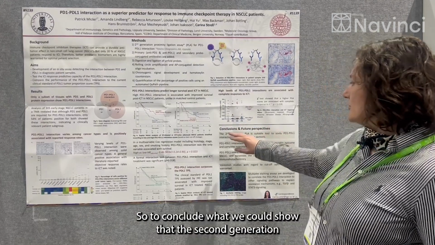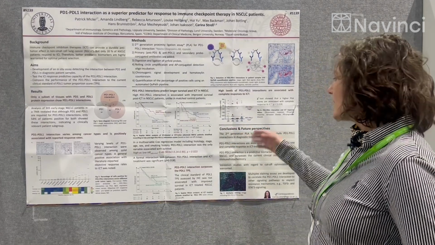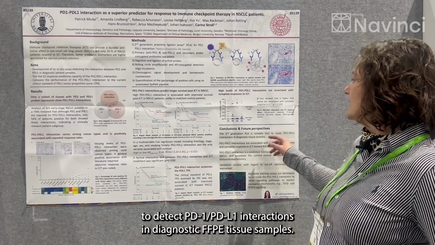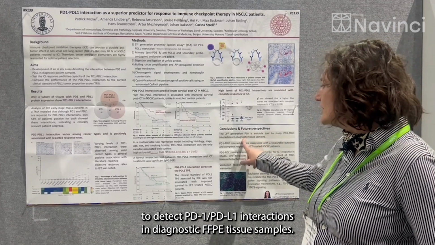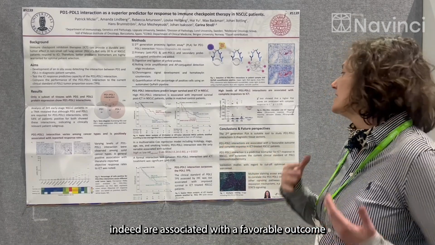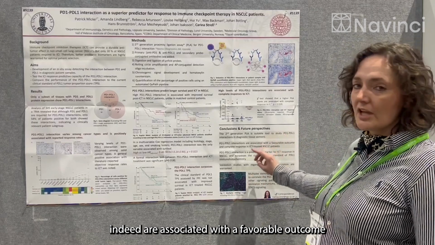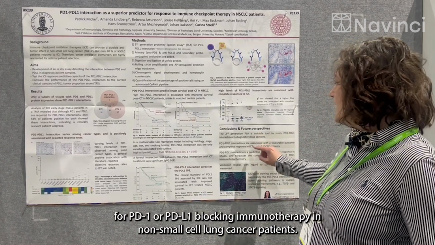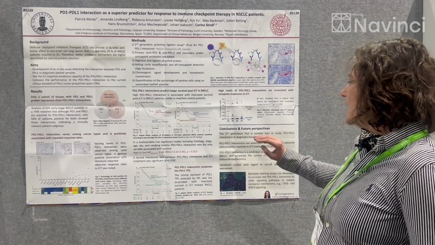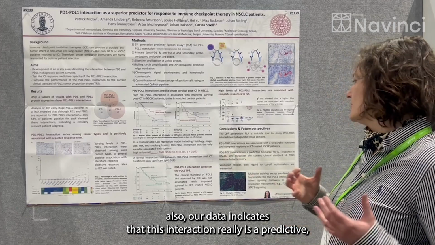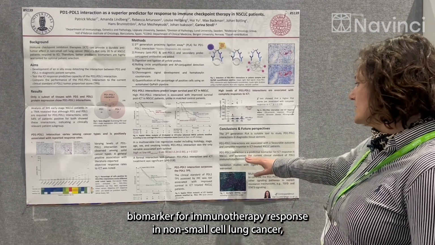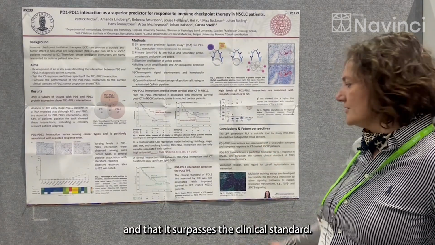To conclude, we could show that the second generation PLA from NaVinci is a very suitable tool to detect PD-1, PD-L1 interactions in diagnostic FFPE tissue samples. Biologically, we could show that PD-1, PD-L1 interactions indeed are associated with a favorable outcome for PD-1 or PD-L1 blocking immunotherapy in non-small cell lung cancer patients. Our data also indicates that this interaction really is a predictive biomarker for immunotherapy response in non-small cell lung cancer, and that it surpasses the clinical standard.